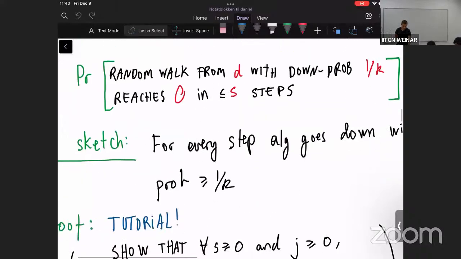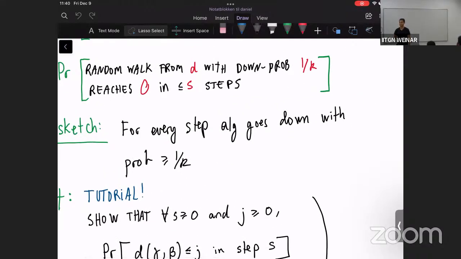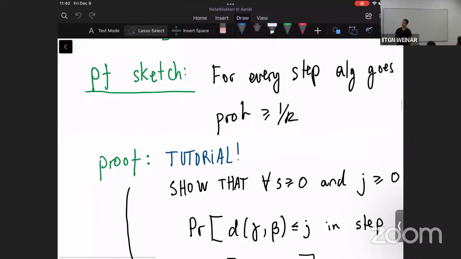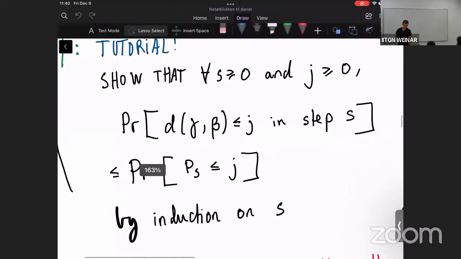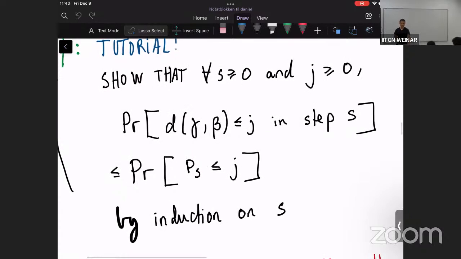And I'm going to sketch the proof. Well, for every step, the algorithm goes down with probability at least 1 over k. That's the sketch. And for proof, you have to do that in the tutorial. I'll tell you exactly what to prove in the tutorial. You want to prove the following thing: that for any number of steps, so for any s, and any position j, the probability that the Hamming distance from alpha to beta is at most j in step s is at most the probability that the walk is in position at most j in step s. So if you just prove that by induction on s, then the claim follows.